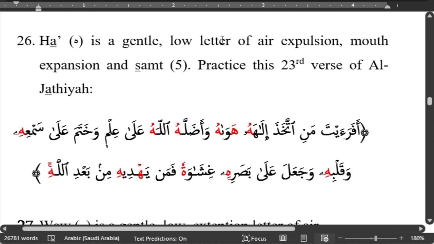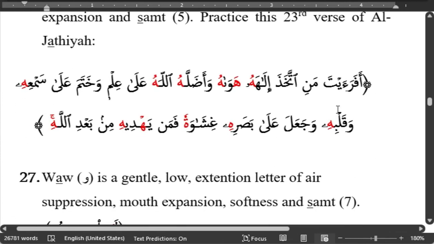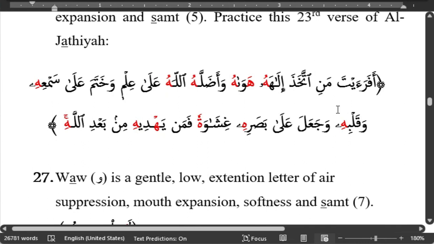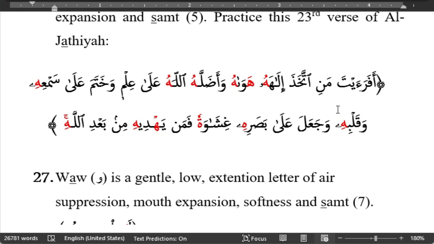Ha is a gentle, not stopping the sound, low letter, tongue is down, of air expulsion, mouth expansion, and samt. Practice this 23rd verse of Surah Jathiyah. I didn't transliterate it because it would have come out like a paragraph or something.